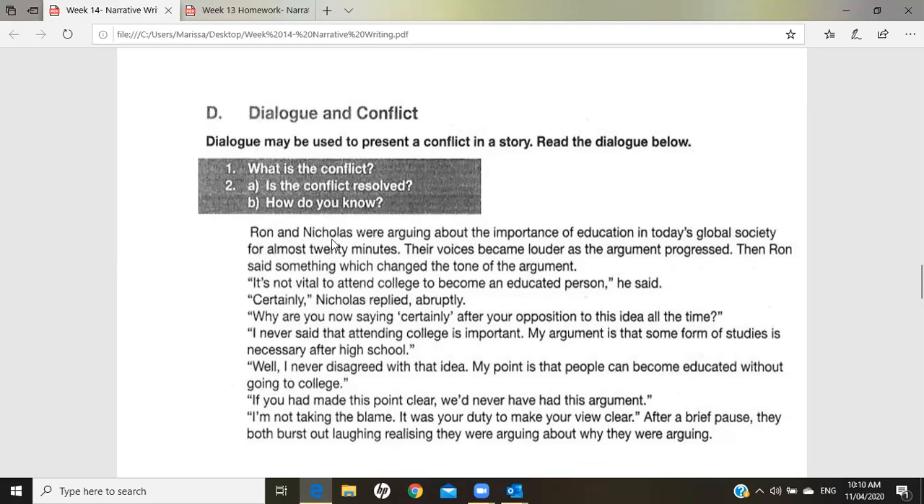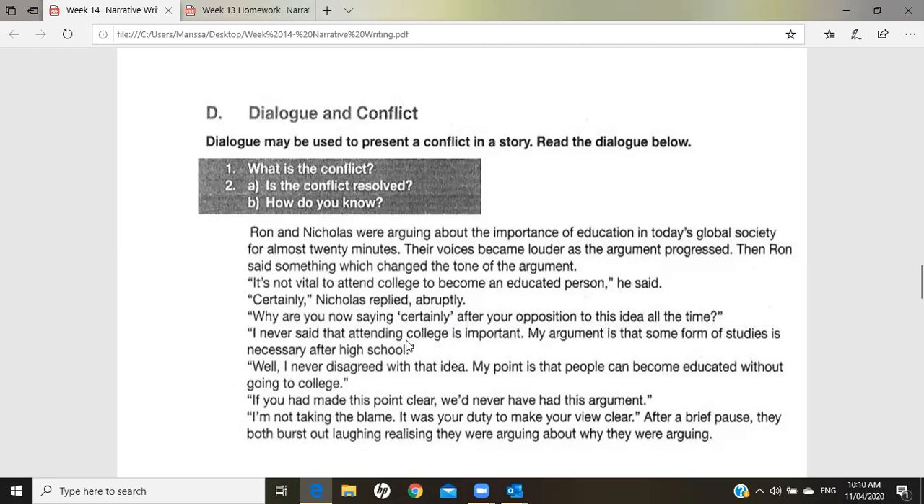Ron and Nicholas were arguing about the importance of education in today's global society for almost 20 minutes. Their voices became louder as the argument progressed. Then Ron said something which changed the tone of the argument. "It's not vital to attend college to become an educated person," he said. "Certainly," Nicholas replied abruptly. "Why are you now saying certainly after your opposition to this idea all the time?"